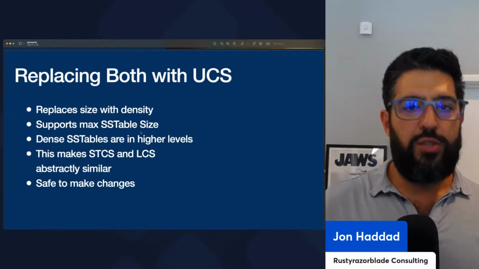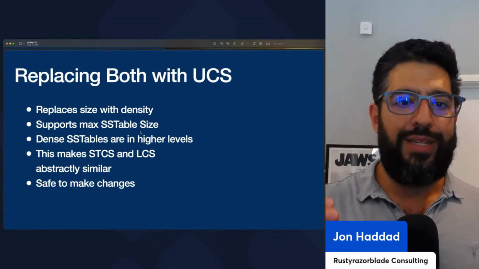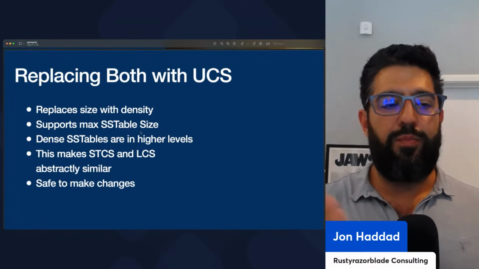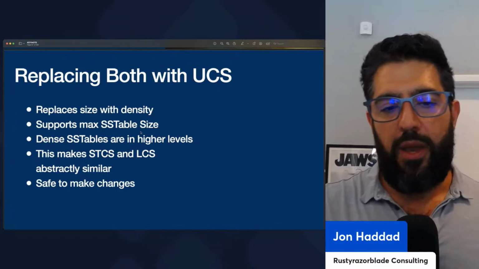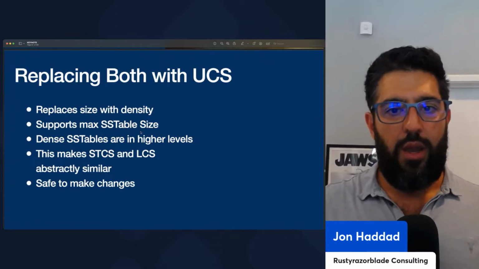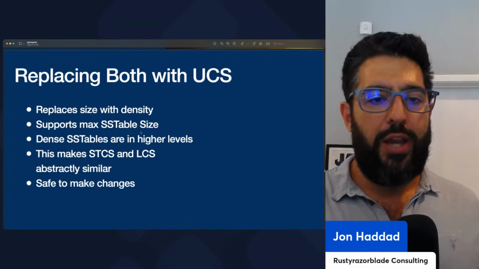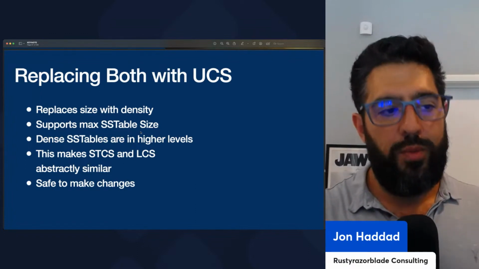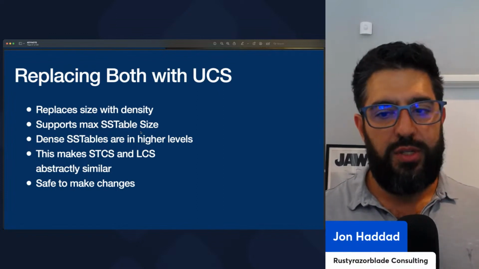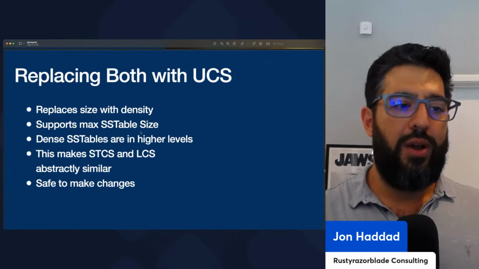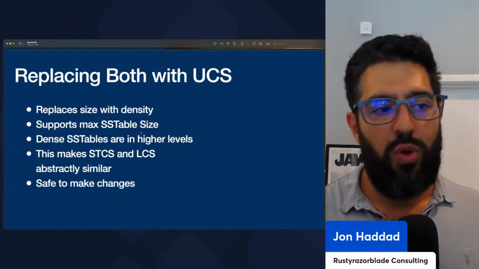So the reason why this works is because now we can think of LCS and size tier compaction as being density focused rather than size focused or level focused. They're both now focused on the density. And so what this does is allow us to switch between SSTable options freely. By still using UCS, we can change the strategy, we can change the options of the strategy without resulting in enormous recompactions. It doesn't become a problem anymore. We know that we have denser SSTables at higher levels. So abstractly, these are now so similar that it's really great. It allows us to replace both with one strategy.